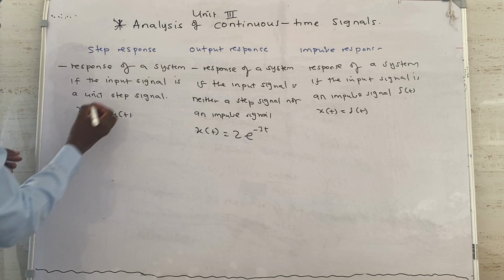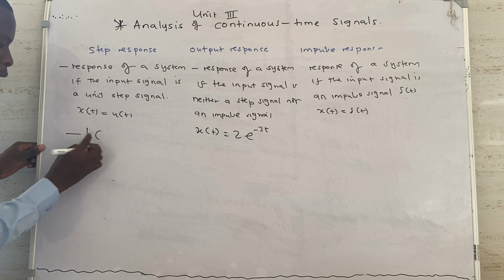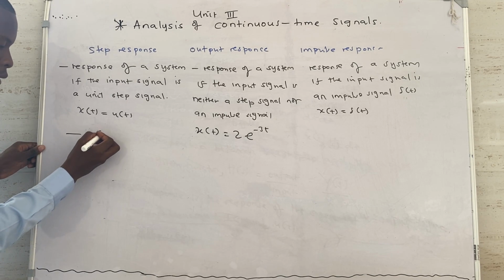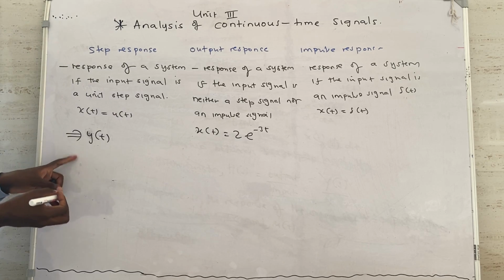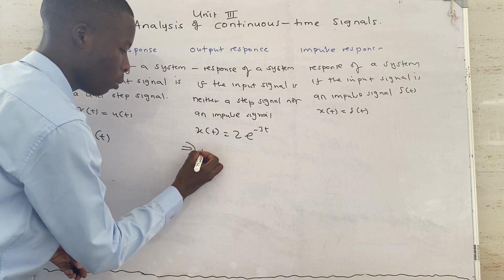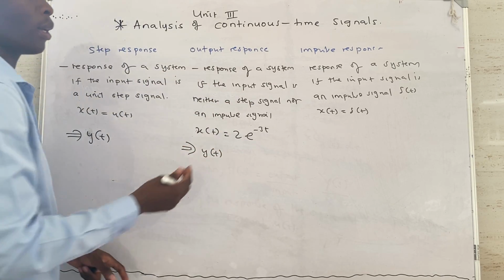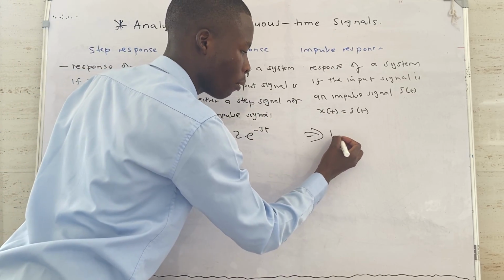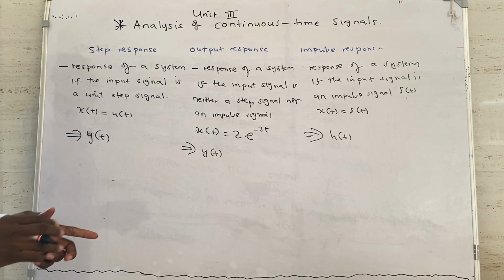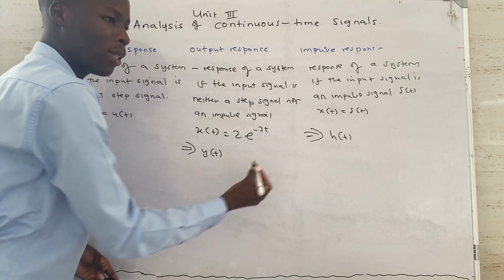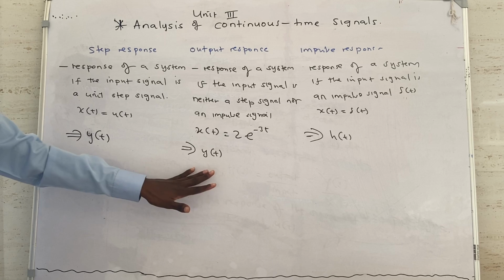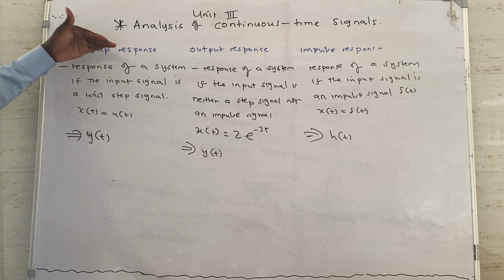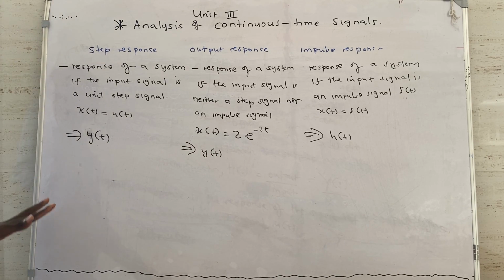So this step response is nothing but y of t. You'll be finding y of t. Again, output response, you'll be finding y of t. Then the impulse response, you will be finding h of t. This is very important. So impulse response is nothing but h of t. The output response is nothing but y of t. The step response is nothing but y of t.